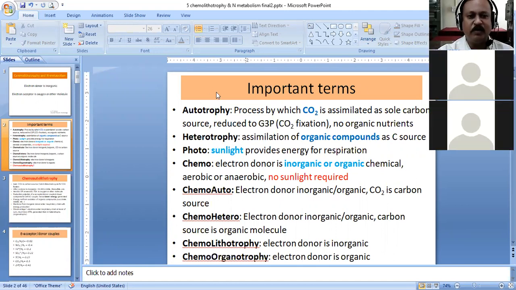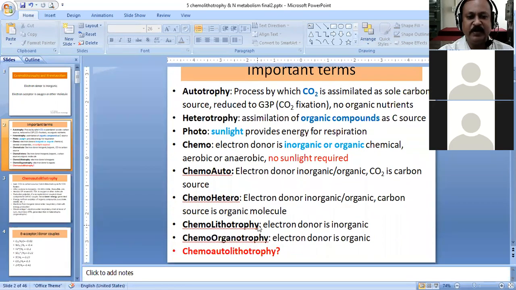Okay, so I hope you have all gone through that slide. Okay, and we shall continue with the next one. So I have written this word here, chemoautolithotrophy. Okay, so what is the meaning of that? Can anybody suggest to me what chemoautolithotrophy is?